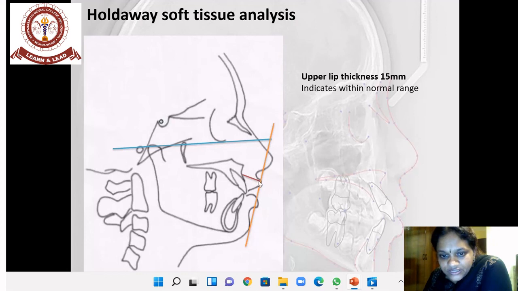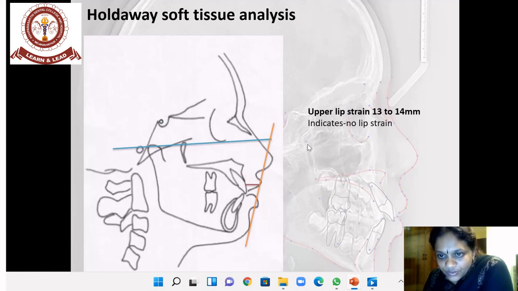Upper lip thickness is from the H line to point A. This one is your upper lip thickness. Same reason: when the thickness of your upper lip is more, the treatment change will not be much appreciated, which should be explained to the patient in advance. Upper lip strain will be there when there is a short upper lip and the protrusion of your upper incisor is excessive.